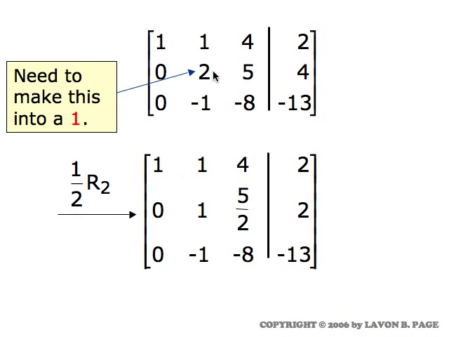The next step, we'll move over to column 2, and we want to change this 2 into a 1. We do it by simply multiplying row 2 times 1/2. 0, 0, 2 becomes 1 when we multiply times 1/2. 5 becomes 5/2. 4 becomes 2. So we're working on the second column. We've made this into a 1. Our next step will be to make these guys into zeros.